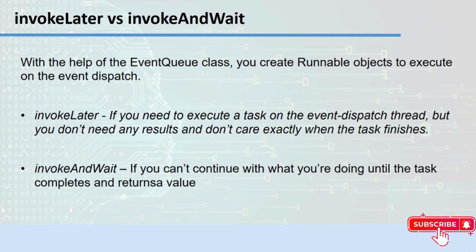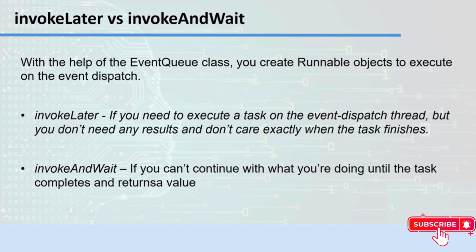Here we also have two options: invokeLater and invokeAndWait. First of all, if you don't care about when the task finishes, then you can use invokeLater. This is for when you need to execute a task on the dispatch thread. If you don't care what your result is going to be, or you want to keep displaying this window, say even after you press a certain button, then you would use invokeLater.